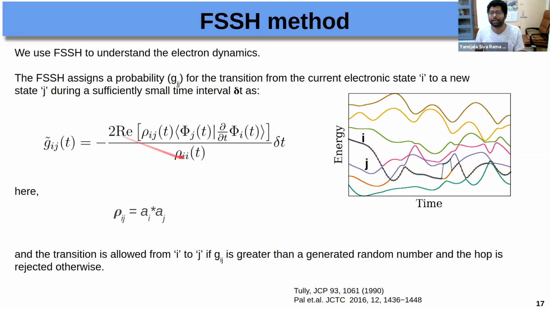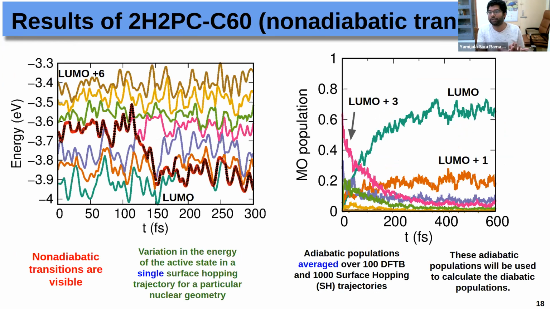Here rho_ii corresponds to those adiabatic populations, rho_ij corresponds to the adiabatic density matrix, and this is the derivative coupling that we have seen earlier. So going on to the results. Using this FSSH methodology and the DFTB Hamiltonian, we have calculated the non-adiabatic transitions.